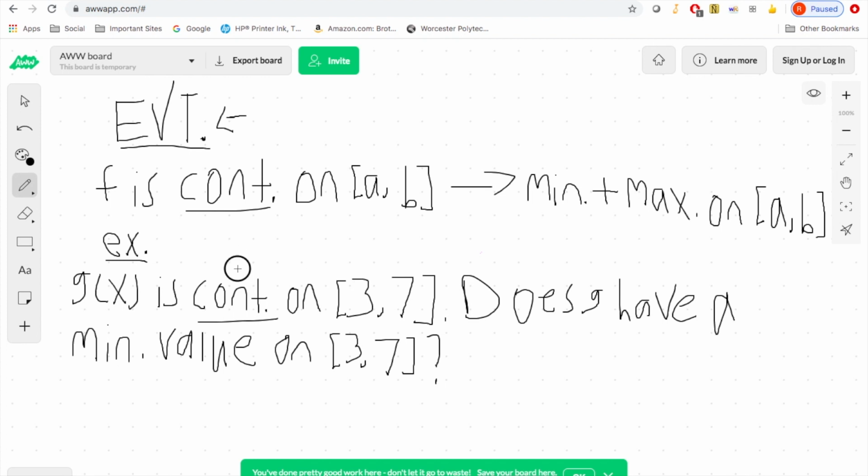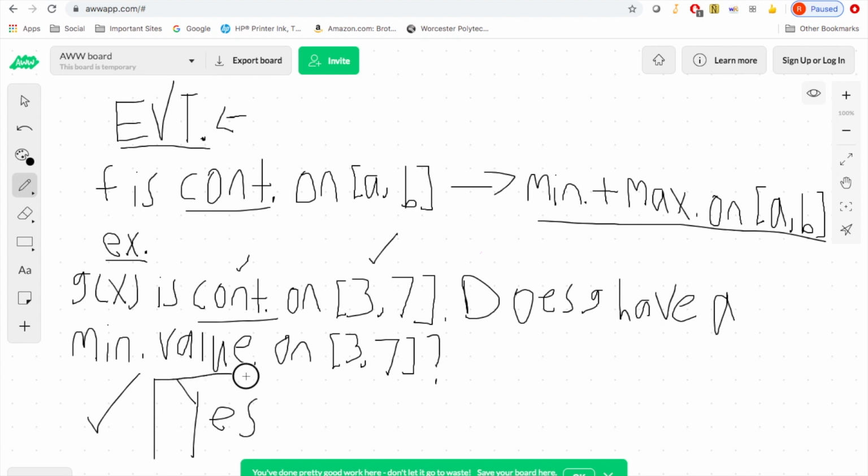And indeed, we do have continuity, and it's on this closed interval [3, 7]. So we have the closed interval. Does it have a minimum value on [3, 7]? Well, the product of this being true is that you have a min and a max value on [a, b]. And sure enough, this is going to hold true by that simple extreme value theorem.